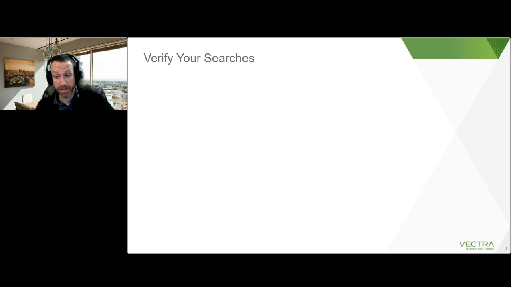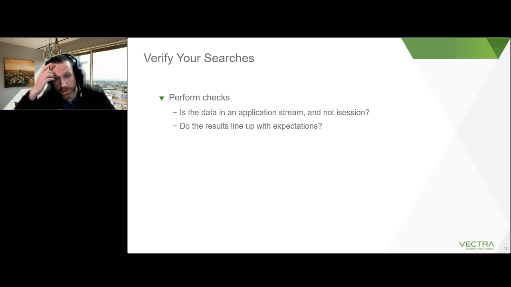Let's verify our searches. Very often we can do something, especially when we start getting into regular expressions, and wonder: is it right because we did the search properly, or are we missing something? So let's do some sanity checks. Do we have the data in an application stream, but not an iSession? Well, should that be that? That doesn't sound logical. Do the results line up with expectations? We see this thing on the wire, it crossed this traffic, we do see it, or we don't see it.